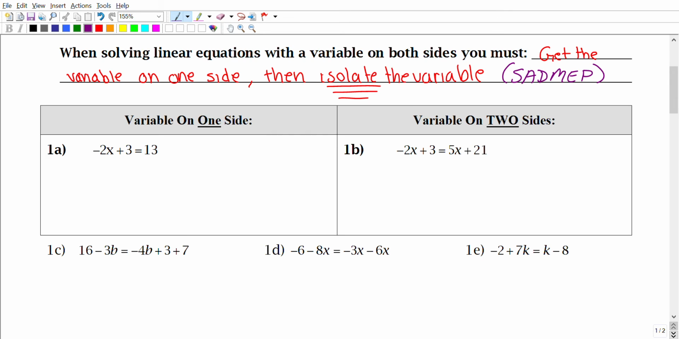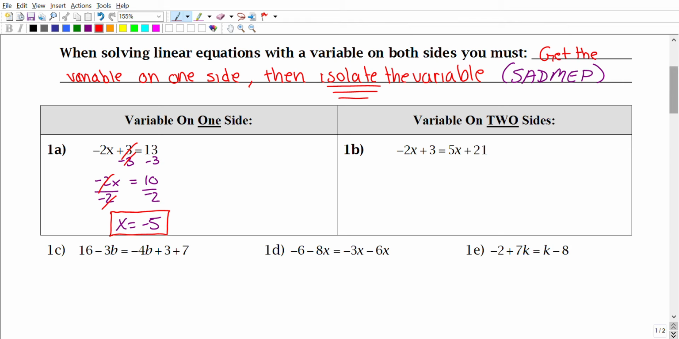Well, using our rules of SADMAP, we know we have to get rid of any addition and subtraction first. So I'm going to subtract the 3. We get negative 2x equals a positive 10. Once we have that, we do the inverse operation of multiplying by negative 2, which is dividing by negative 2. Those two cross out. So you're left with x equals negative 5. That was simple enough, but that is stuff we've been doing before.